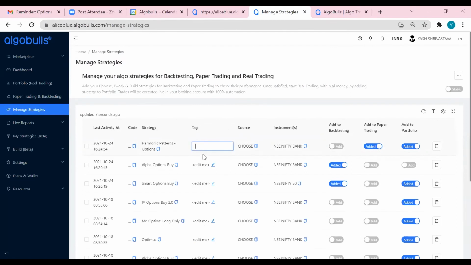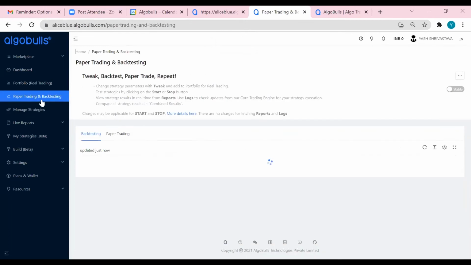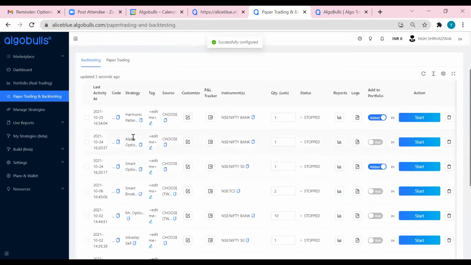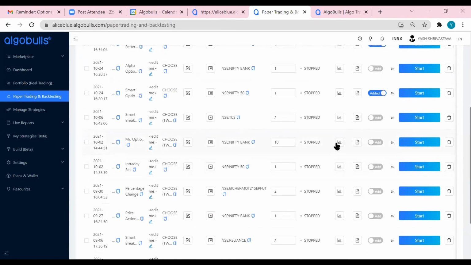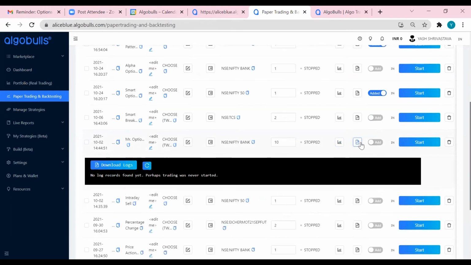So you can change a few of the parameters. You can change a few of the settings from here, and simply click and add it to the backtesting and add it to the paper trading part. And then our algorithmic trading system will generate a beautiful report for you. So as you could see, Mr. Option long only strategy is over here, wherein you can directly download the reports from here, and you can directly download the logs, which are the number of trades taken, from the backend panel.